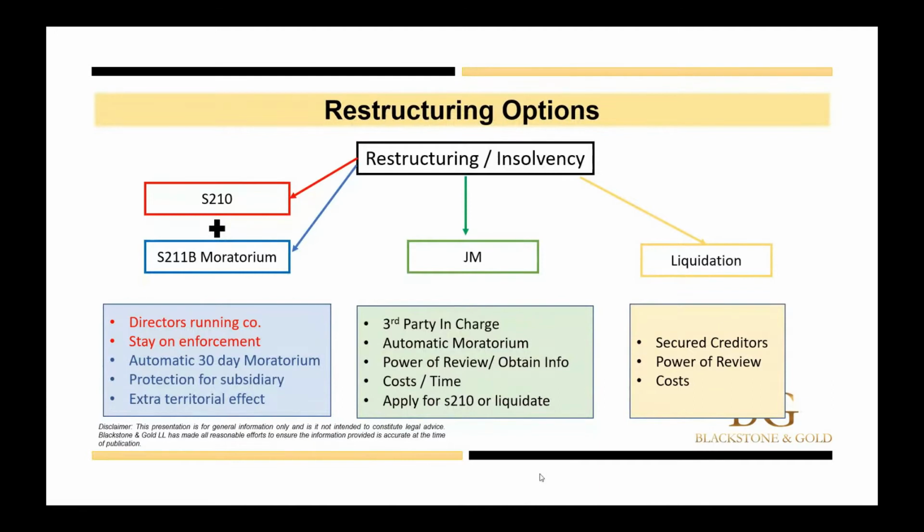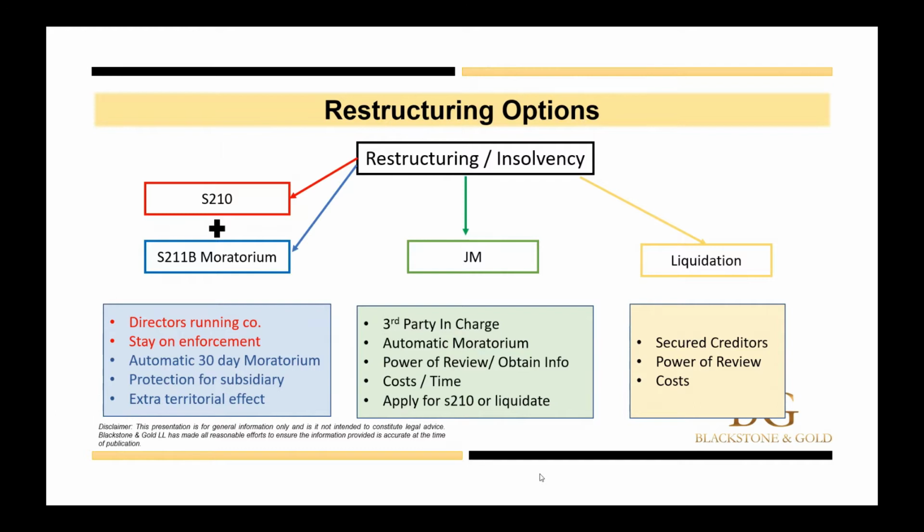I've started with a brief overview of what options are in play when it comes to restructuring. In front of you, you'll see a slide that presents effectively the three options. From the left hand, there's Section 210, which is a scheme of arrangement. In the middle, you've got judicial management, and on the right, it's something we're all quite familiar with, which is a liquidation of a company. Where it gets confusing is the blue box, which is the Section 211B moratorium.